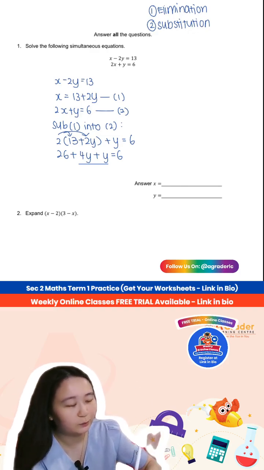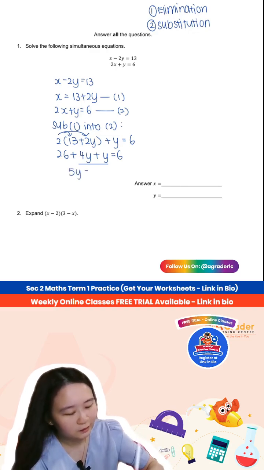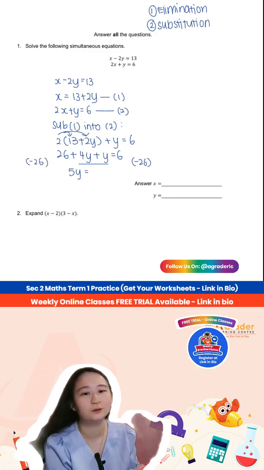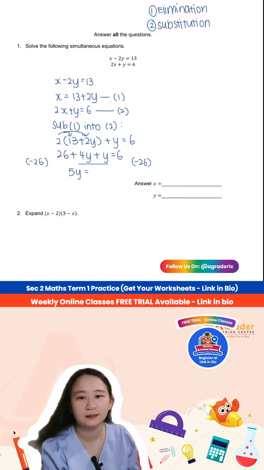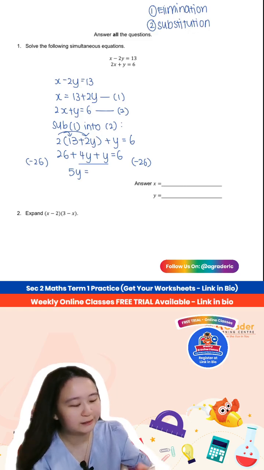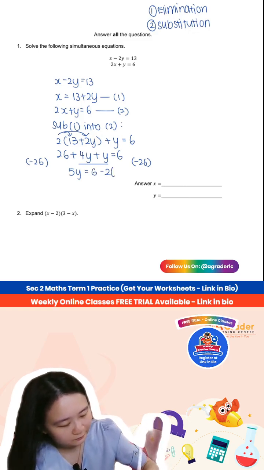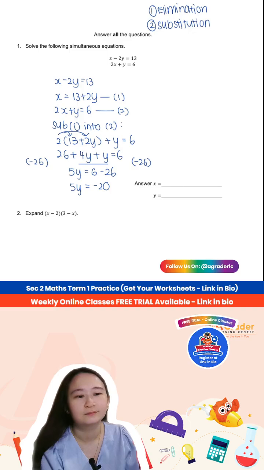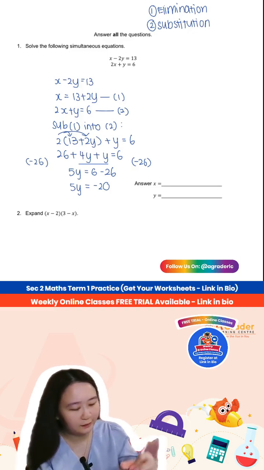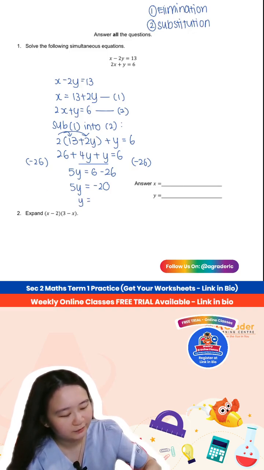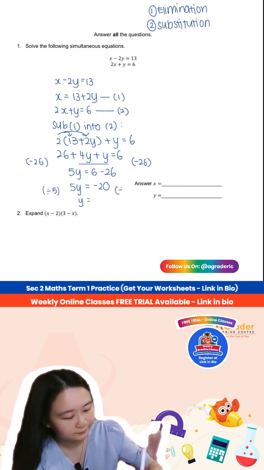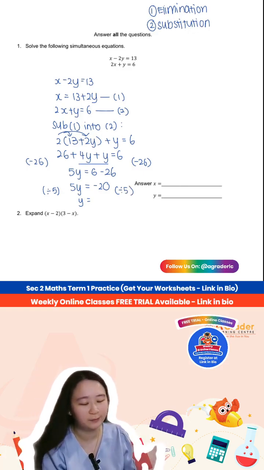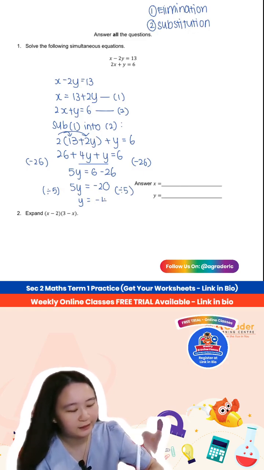So 4y plus y we have 5y equals to, we minus 26 on both sides such that one side is unknown and the other side is just numbers. Okay, so 6 minus 26, we get 5y equals negative 20. Then we have to find the unknown y, so we divide by 5 on both sides. Negative 20 divided by 5, a negative divided by a positive number is still negative, so we have negative 4.